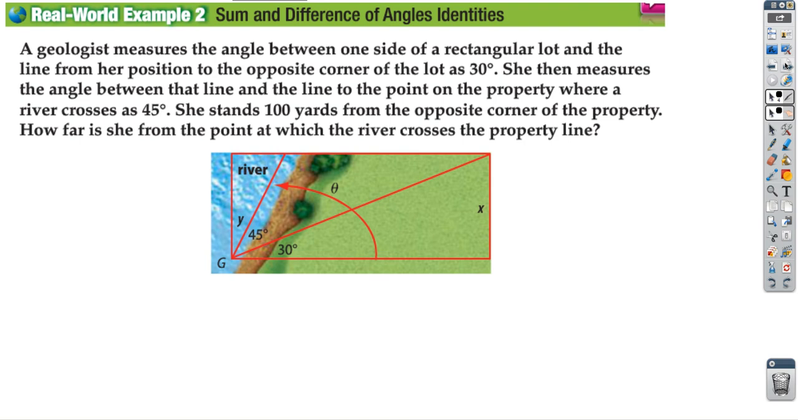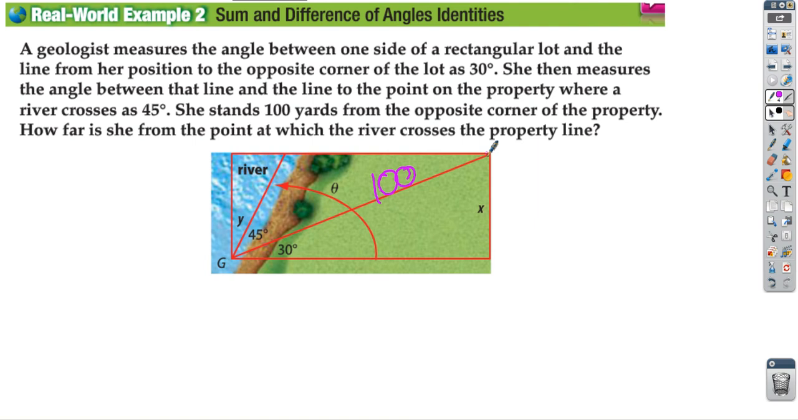She stands 100 yards from the opposite corner of the property. So she's at G right there, and that means that this length right here is going to be 100. That's to the opposite corner. She stands 100 yards from the opposite corner. How far is she from the point at which the river crosses the property line? Okay, so we're going to have to kind of read this and understand it here. So she stands 100 yards from the opposite corner. How far is she from the point at which the river crosses the property line?